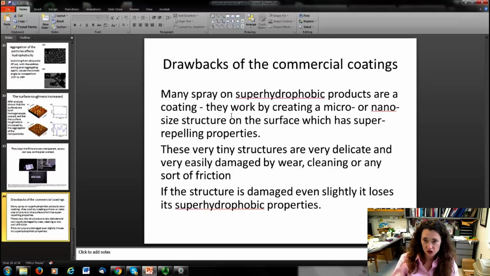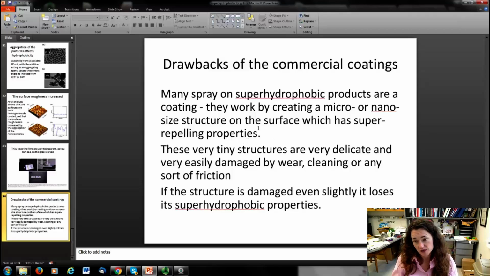All right, so to summarize, there's a lot of spray-on superhydrophobic products out there, and it's still an area of current research to work on this stuff. And they work by creating a micro or nano-sized structure on the surface, and that has a high roughness, which has super water-repelling properties. However, sometimes these tiny structures are pretty delicate. I mean, if you think about it, they're made of things like silica and polymers, and so they're very easily damaged by wear, cleaning, or friction.